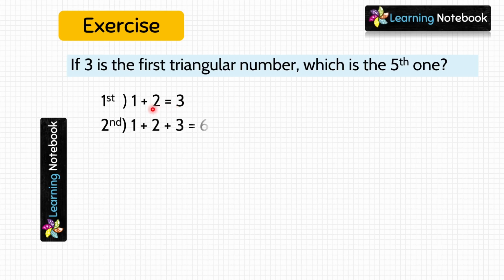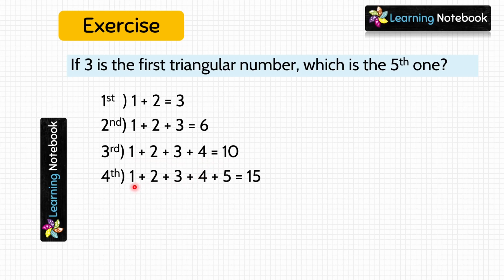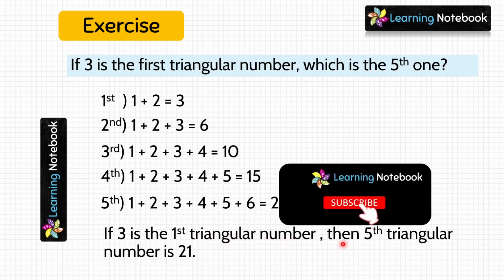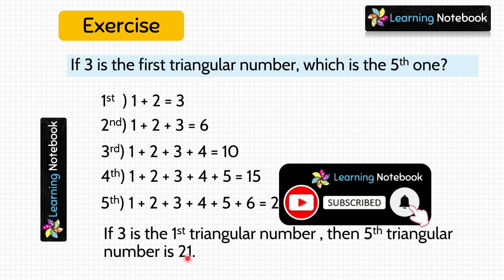So it means the sum of the first two numbers is the first triangular number, 3. So the second triangular number will be the sum of the first 3 numbers, which is 6. Similarly, the third triangular number will be the sum of the first 4 numbers, which is 10. Then the fourth triangular number will be the sum of the first 5 numbers, which is 15. And the fifth triangular number will be the sum of the first 6 numbers, which is 21. So this is our answer. If 3 is the first triangular number, then the fifth triangular number is 21.